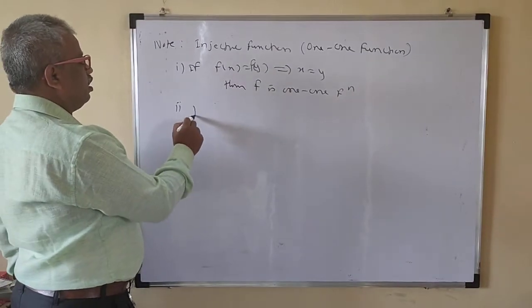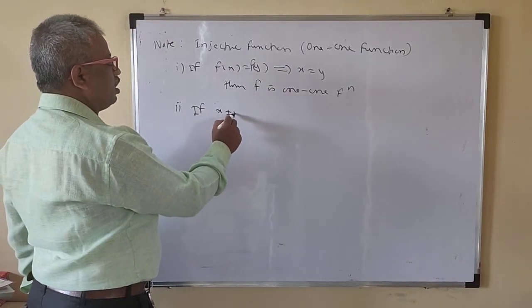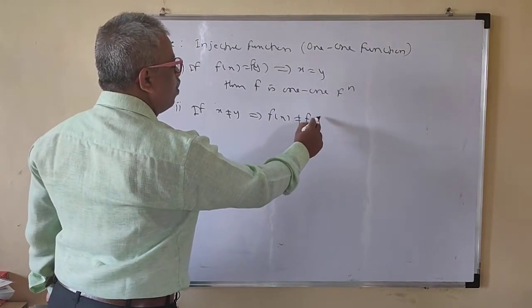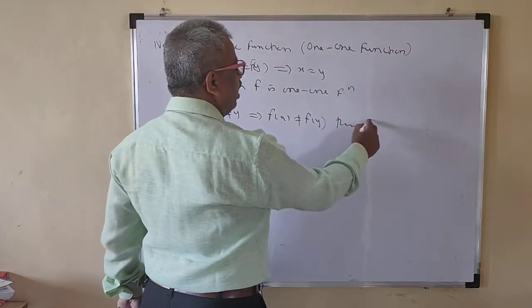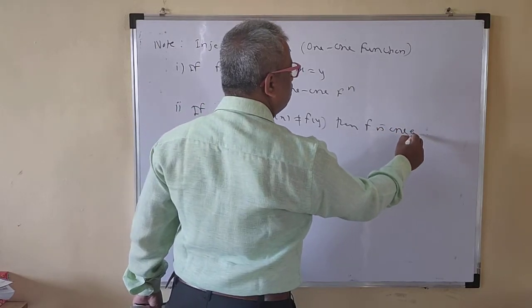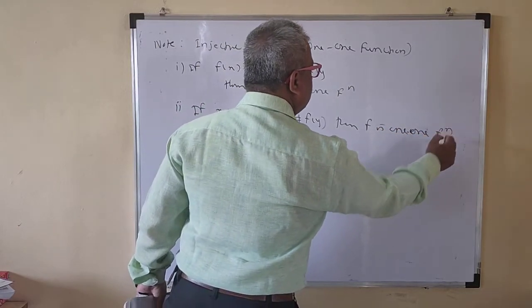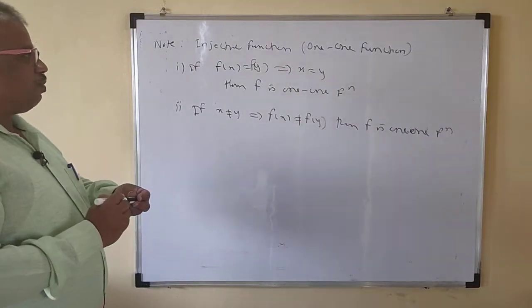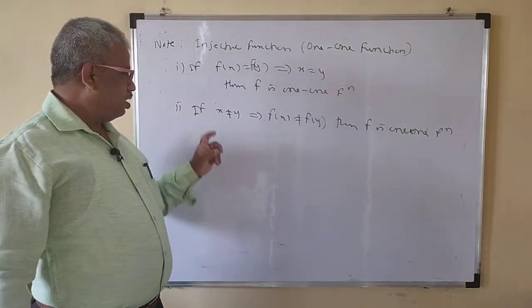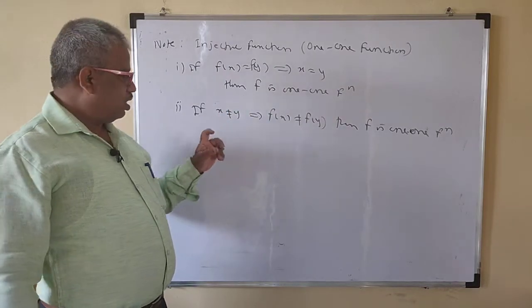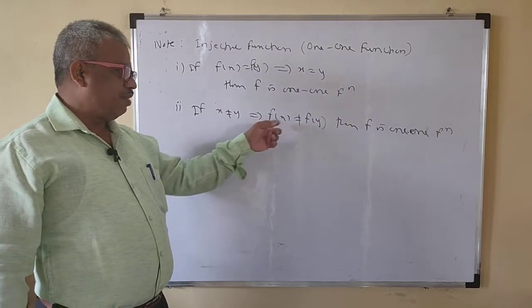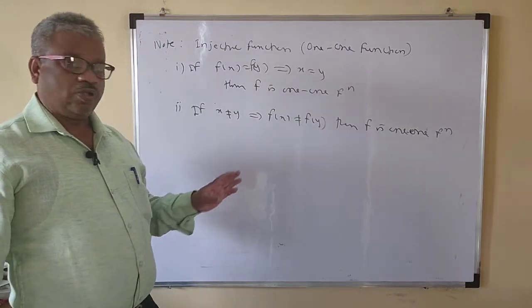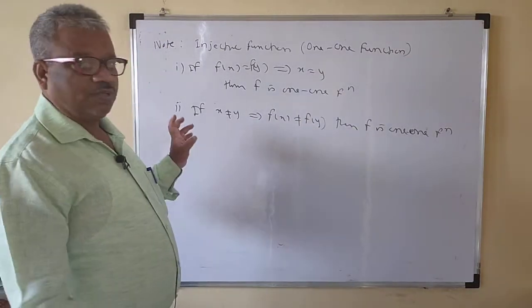Now second, if x not equal to y implies that f of x not equal to f of y, then f is 1 to 1 function. This is also a definition. So you have to write what? Let f from X to Y be a function. If x not equal to y implies f of x is not equal to f of y, then f is 1 to 1 function. This is the better definition of the 1 to 1 function.